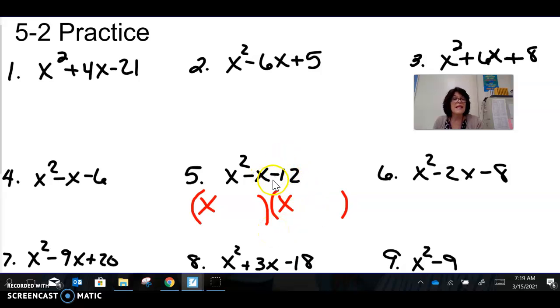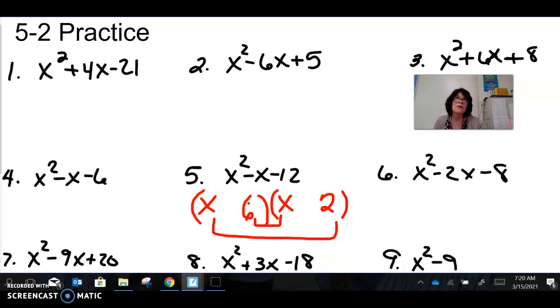Since my last term is negative, I know I'm going to have different signs. One's going to be a plus, one's going to be a minus. That's the only way to get a negative 12 when I multiply 2 things together. Then I think maybe it's 6 and 2, because then my outer product is 2x and 6x is my inner product. How can 2x and 6x add or subtract to get negative 1? That's what I need, a negative 1 in the middle.